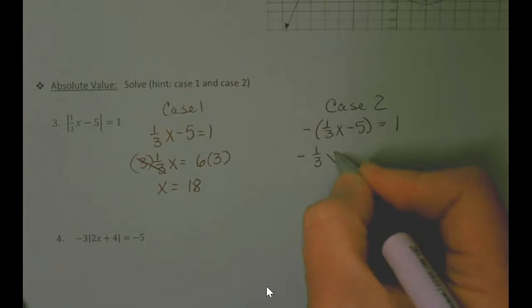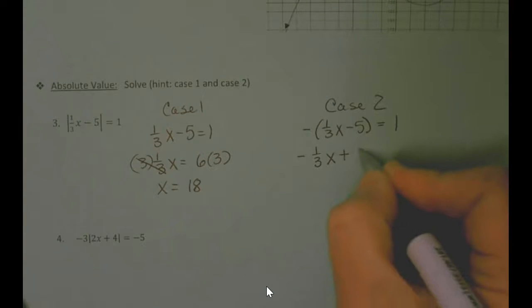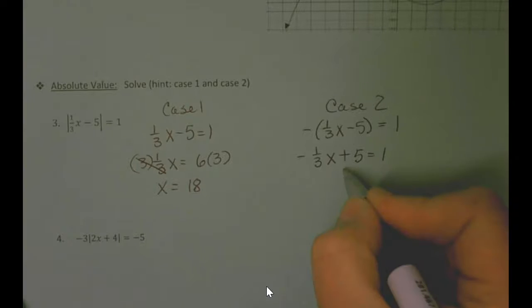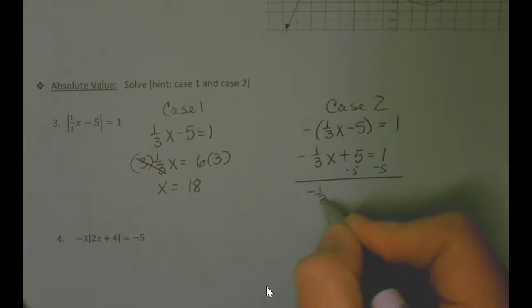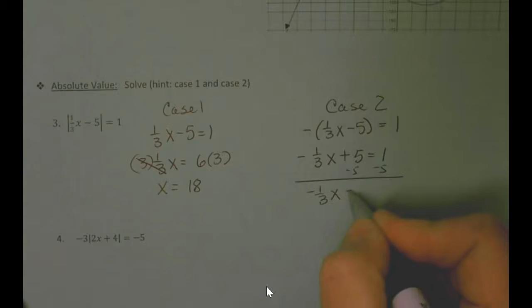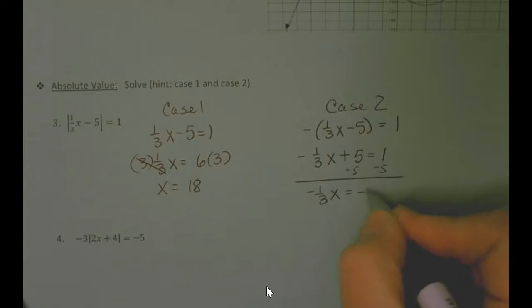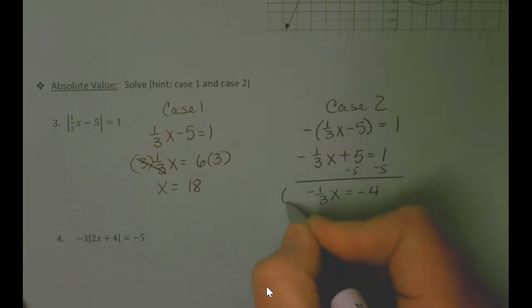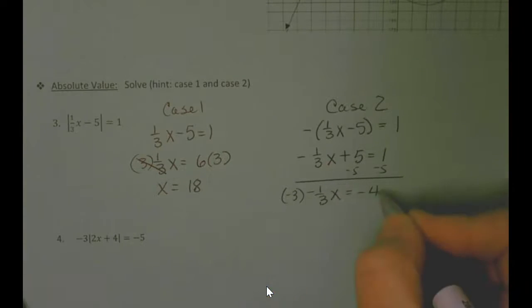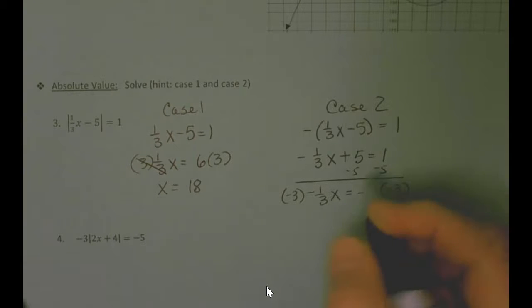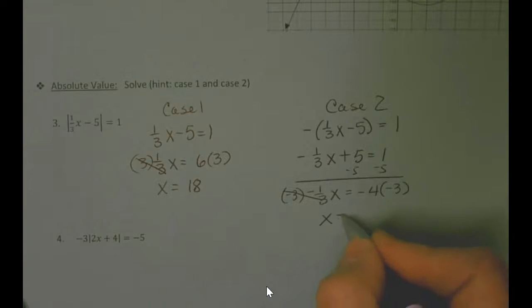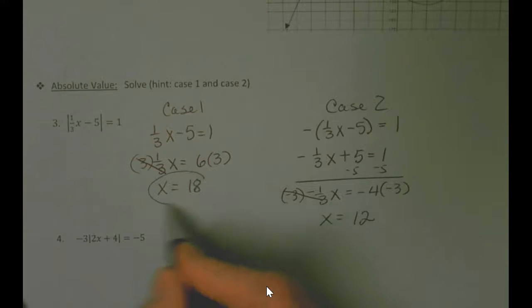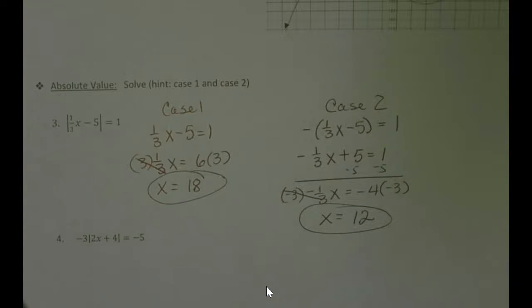Distribute. Subtract 5 from both sides of the equation. Negative 4. Multiply both sides of the equation by negative 3 so that the 3's will cancel and the negatives will cancel. And there are your 2 answers from your 2 cases.